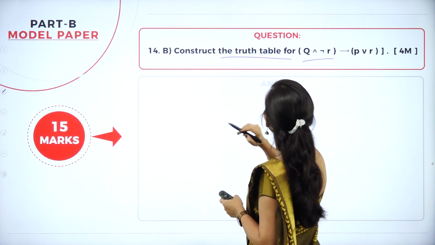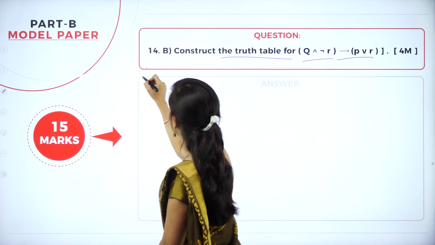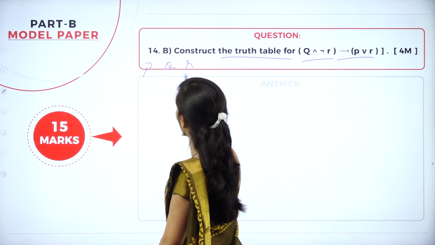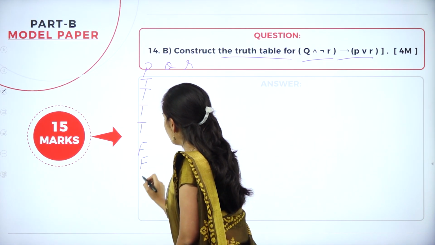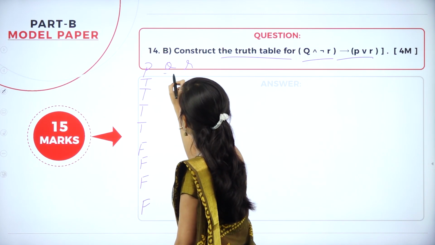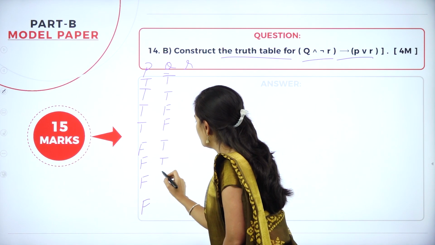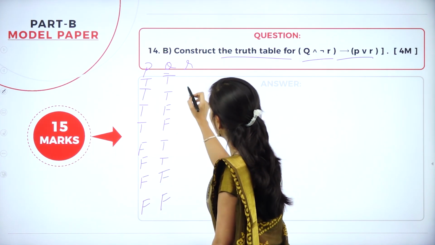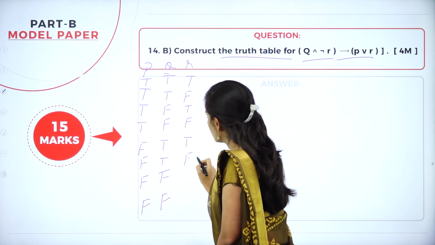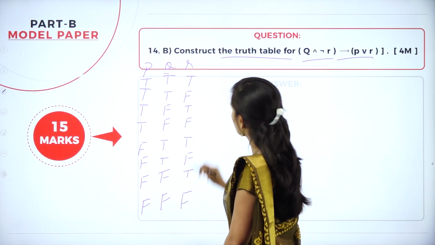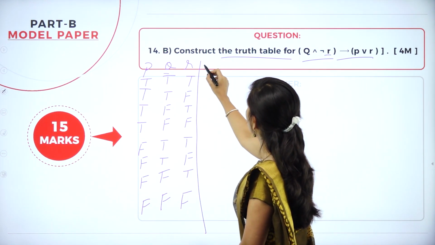So now I'll find out this. How many variables? Again we have P, Q and R. True, true, true, true, false, false, false, false. True, true, false, false, true, true, false, false. True, false, true, false, true, false, true, false. Clear? Next I'll find out the negation of R.